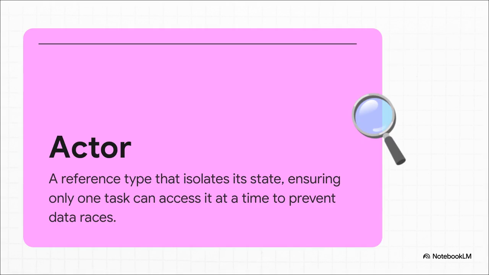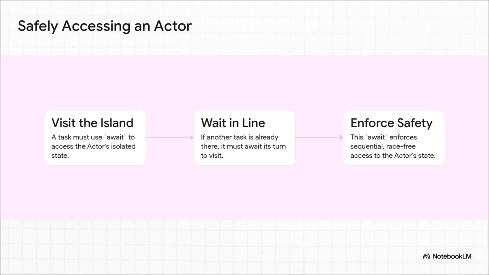So a little more formally, an actor is a special type that basically acts as a gatekeeper for its own data. It creates this synchronized bubble around its properties and methods, and it guarantees that only one task can be on the island, changing its state at any given time. To interact with an actor from the outside, you have to await your turn. When you do that, you're really sending a message to the actor's private mailbox. The actor then processes messages from its mailbox one at a time, in order. This system guarantees sequential access to its data, which completely eliminates data races by its very design.